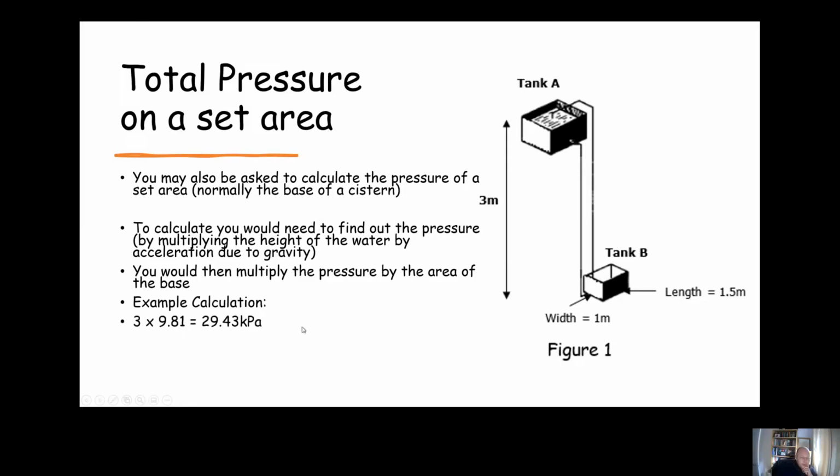So for example here, we've got 3 meters in height, so we do that 3 times 9.81 gives us 29.43 kilopascals, or 29,430 pascals. And then we multiply that by the total area of the base, which is, in this case, 1 meter by 1.5 meters, gives us an area of 1.5 meters squared. So the total force applied to the base, or the pressure over the entirety of the base, is going to be 44.15 kilonewtons.